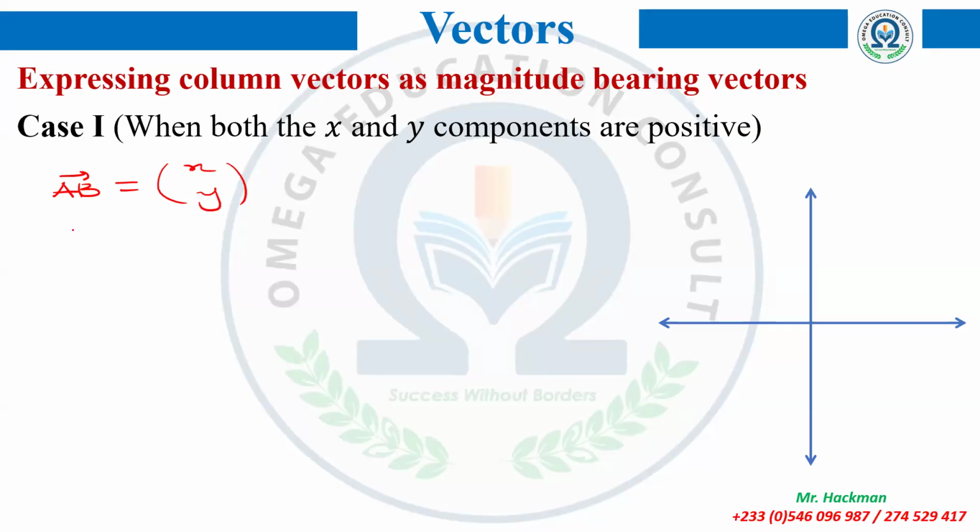If I want to find the magnitude of this vector, I will say the magnitude of vector AB, and we all know, will be equal to the root of x squared plus y squared. All correct.